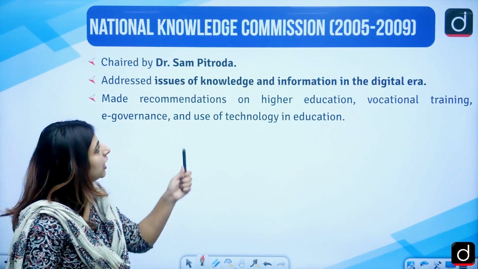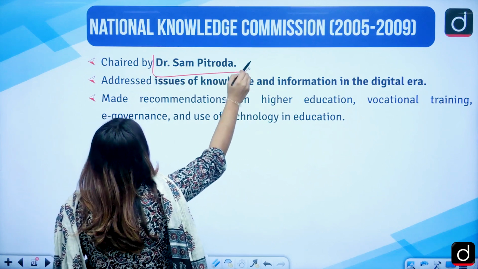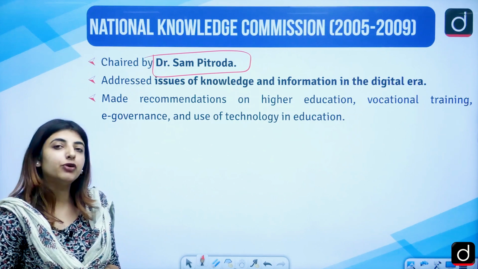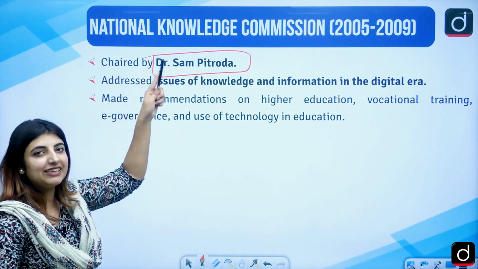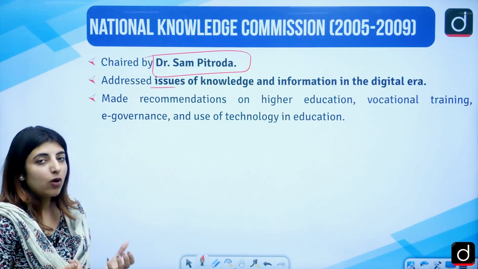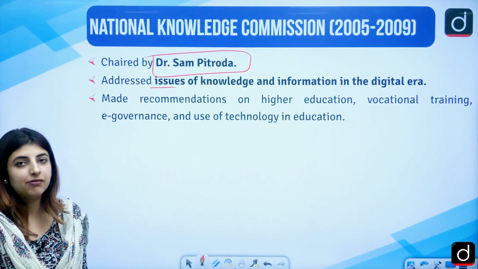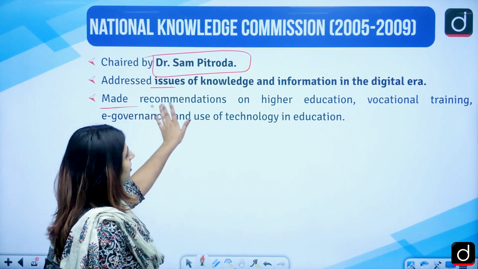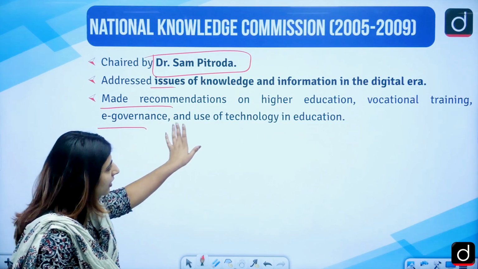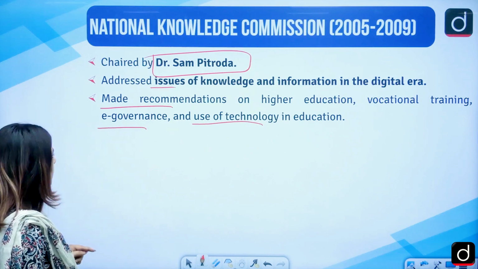Then we have National Knowledge Commission from 2005 to 2009. It is also known as Dr. Sam Pitroda Committee because it was chaired by Dr. Sam Pitroda. So if you see this very name, you know that you are talking about NKC, that is the National Knowledge Commission. Issues of knowledge and information in the digital era, and how technology again should be used in the classrooms in the educational systems to make things interesting for students. Made recommendations on higher education, vocational training again, e-governance for the digitalization and the use of technology in education. Correct? So this was there.